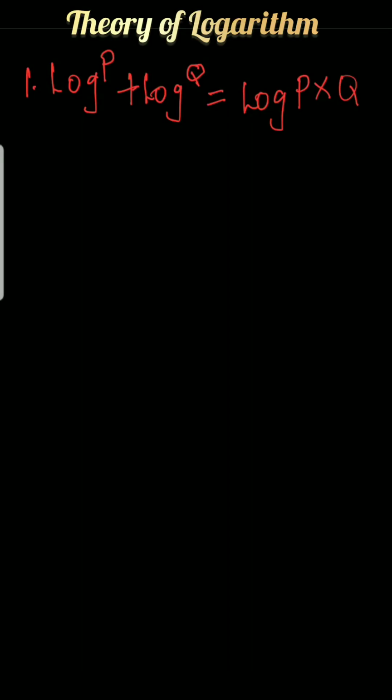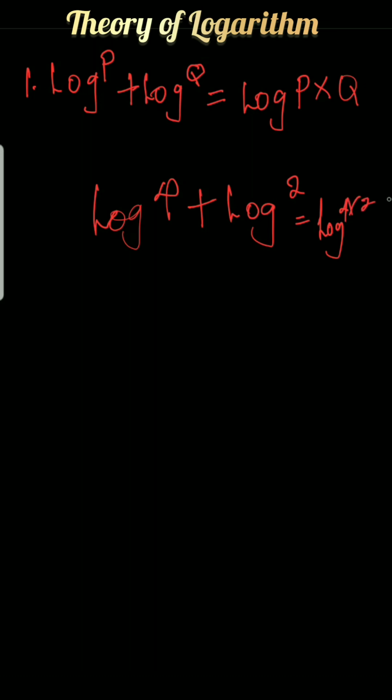Let us talk about the theorems of logarithm. 1. Log p plus log q is expressed as log p times q. That is, whenever we are adding up logarithms of numbers in the same base, it could be expressed as the logarithm of the product of the numbers, provided the coefficient is 1. That is, when you have an expression like log 4 plus log 2, for instance, this is expressed as log 4 times 2. And so that would have been log 8.